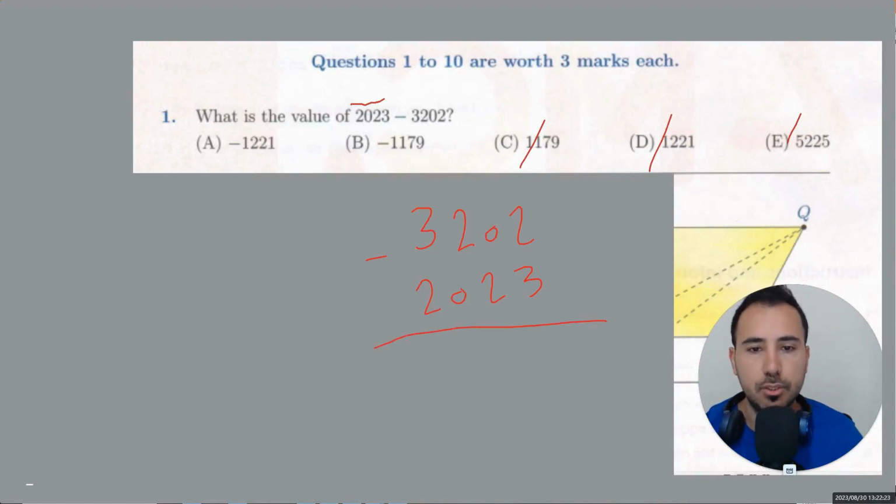So when we do this, you will realize that this 2 is less than this. So the first digit has to be 9. And definitely the result has to be negative. So this will leave us with option B, and that would be the answer.